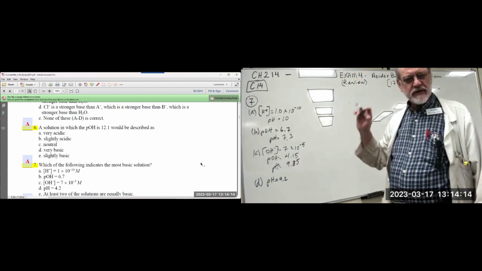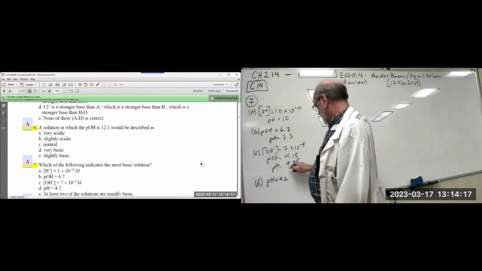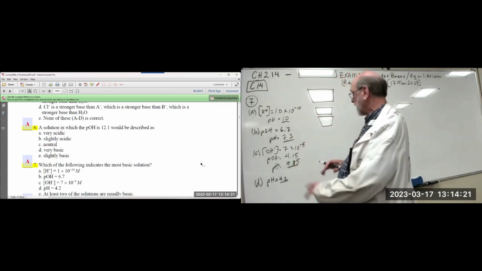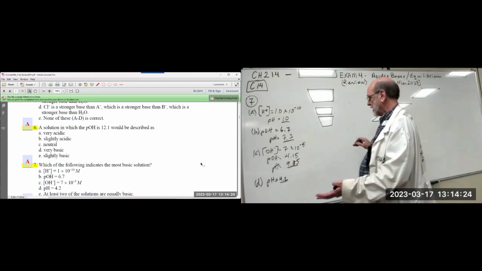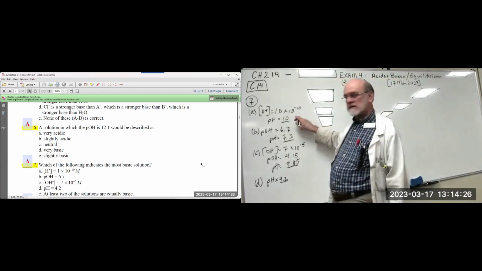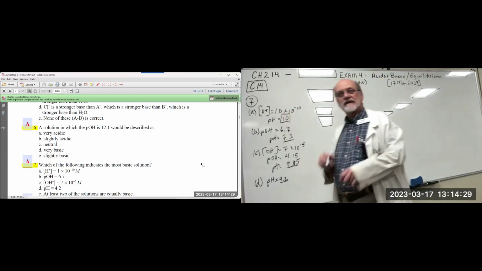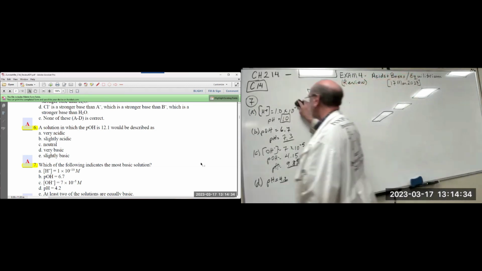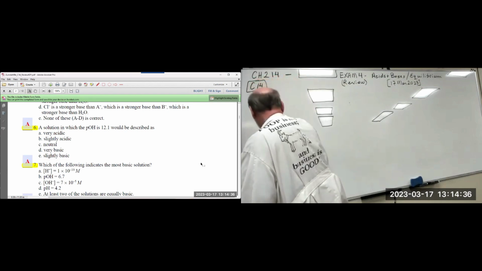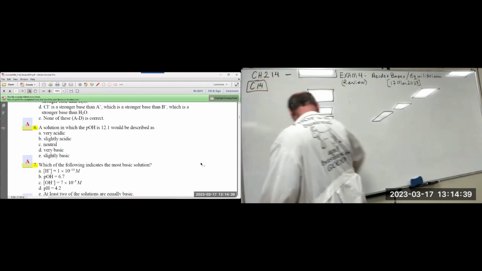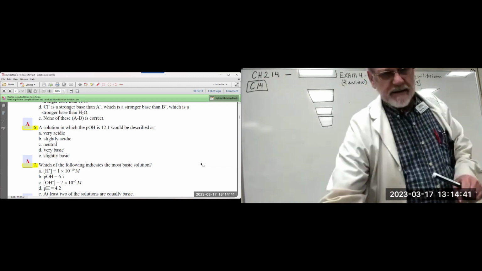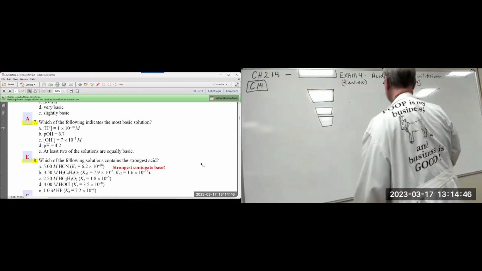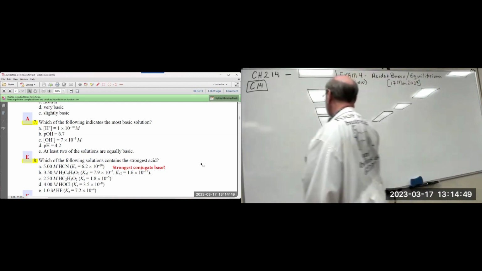At least 2 of the solutions are equally basic. Well, let's see. There's a pH, there's a pH, there's a pH, and there's a pH. They're not the same. None of them are the same. So we can pick one out. The most basic is A. 10. Okay. Let's see. 8. Yeah. Let's look at 8. We'll put 8 over here.